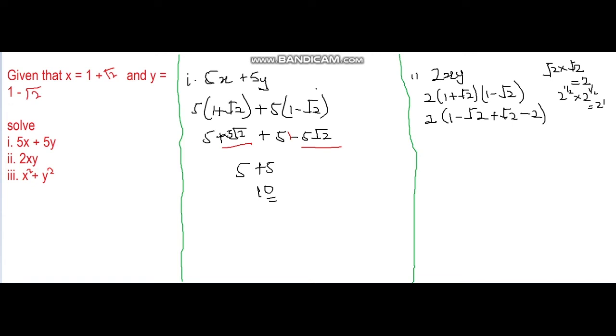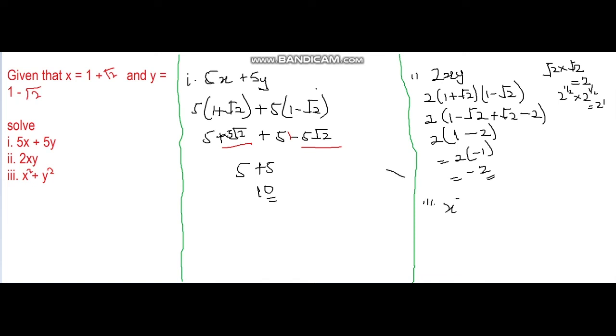So from there we'll simplify. So we have 2 bracket 1 will come. Now minus root 2 plus root 2 gives 0, like plus 1 minus 1. Then we have minus 2 here. So now we are going to get 2 outside, then minus 1 inside. So our final answer will be what? Minus 2 for the second one. Are we good?